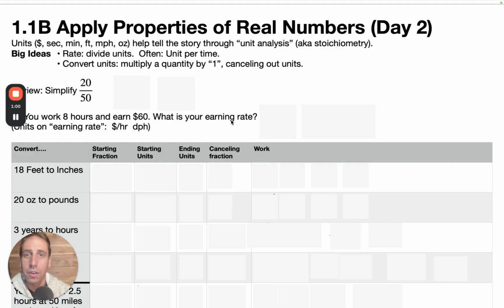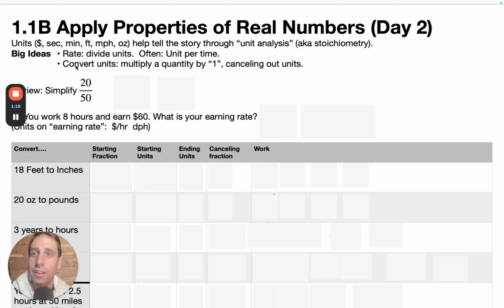So if you want to know what your earning rate is, then you take the number of dollars you earn and you divide it by the number of hours, and that'll give you how quickly you're earning money in dollars per hour. Notice the word per is a super important word in this.